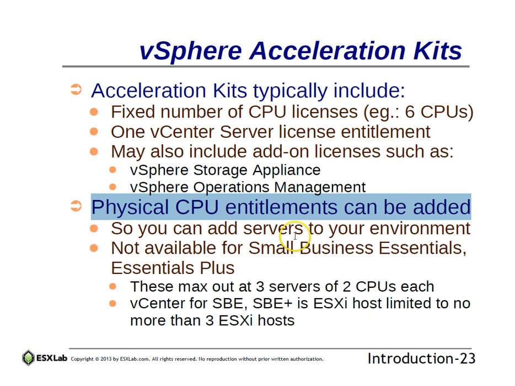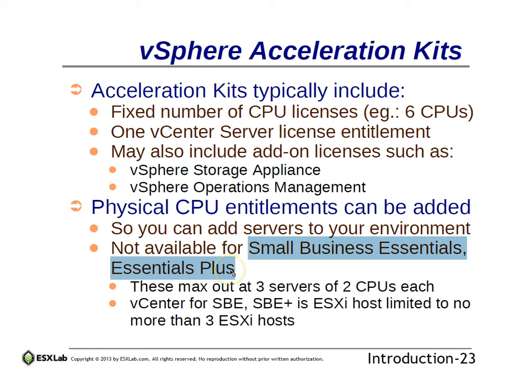So the idea is if I outgrow my 3 servers, if I have vSphere Standard, Enterprise, or Enterprise Plus acceleration kits, I can buy new CPU entitlements so I can add more servers. I cannot buy CPU entitlements for Small Business Essentials or Essentials Plus. They max out at 3 servers and they insist on 2-socket servers only. I can't have a 4-socket server paired with a 2-socket server. Okay? So I have a maximum of 3 ESXi hosts. This is a major limitation, but it keeps the price down.